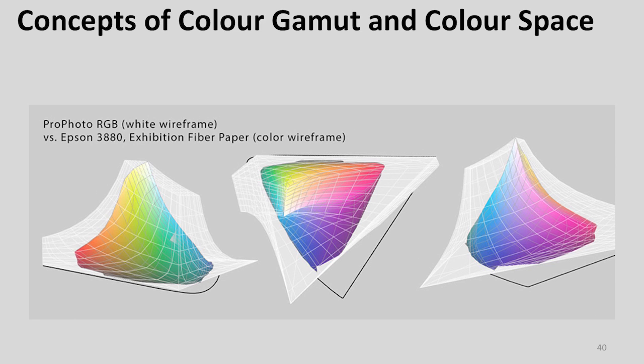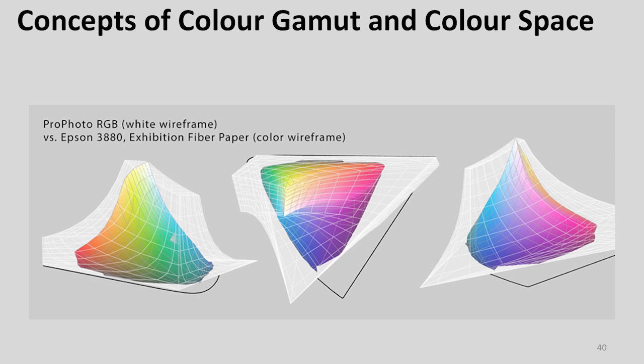So let's have a look at the Profoto color space as represented by the white color frame, and what can be reproduced by the Epson 3880 printer on the same exhibition fiber paper. So looking at the Profoto, which is a white color frame, which is much larger than what can be represented on paper, which is the Epson 3880 exhibition fiber paper. Like I said, it's like a luster paper. As you can see, the Profoto color space is much larger than what can be reproduced. Next week when we begin to print, I'll introduce you to strategies you can use to map this color space either up from Adobe RGB to Epson 3880 output, or down from Profoto to Epson 3880 output.